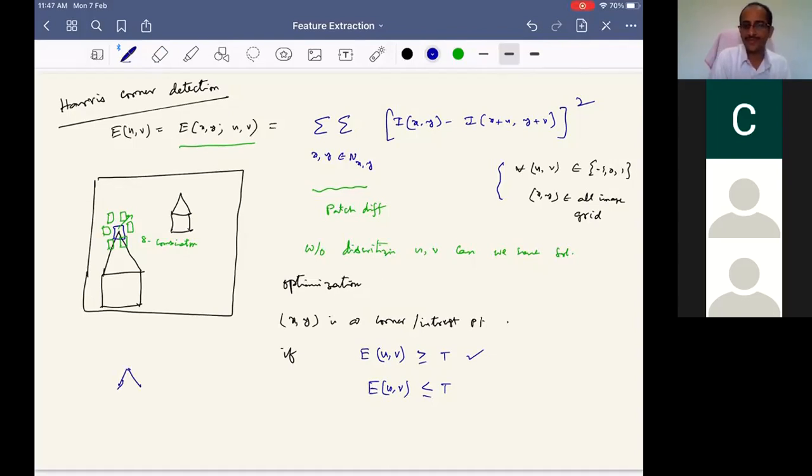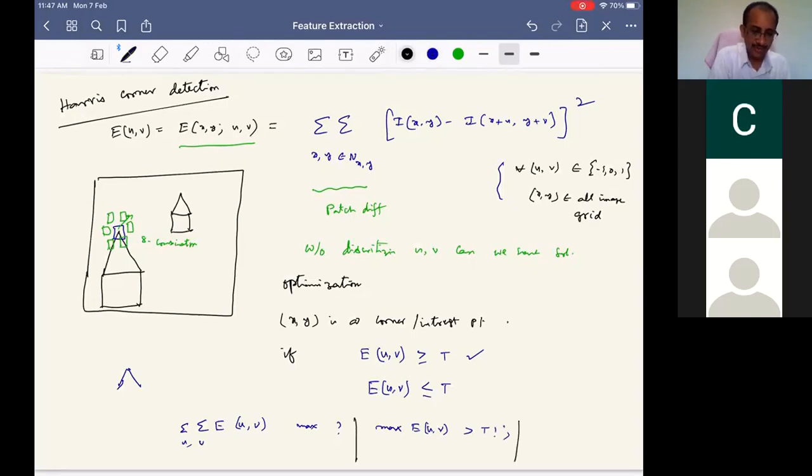UV belongs to -1, 1. Okay, -1, 1 is fine, but I am asking, is it for a particular u comma v? Should I pose this optimization as the summation over u comma v of E of u comma v has to be maximum? Is this the better optimization? Or the maximum over u comma v of E of u comma v has to be greater than a threshold? Is this an optimization problem we would like to pose?